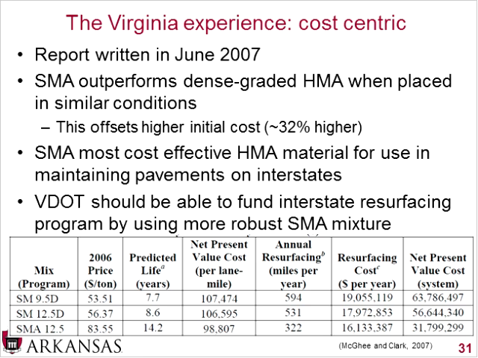And you can see here in the table below, they have 3 different mixtures: a standard mix 9.5, a standard mix 12.5, and then the SMA 12.5. You can see the price differences. The SMA is quite a bit more expensive, but it has that longer life. Then they went through the net present costs, how much they could resurface and the resurfacing costs and such. They found that the traditional hot mix had around 7.5 to 8.5 years, while the SMA they predicted to have 14 years. With that extended life, they would be able to offset the cost.